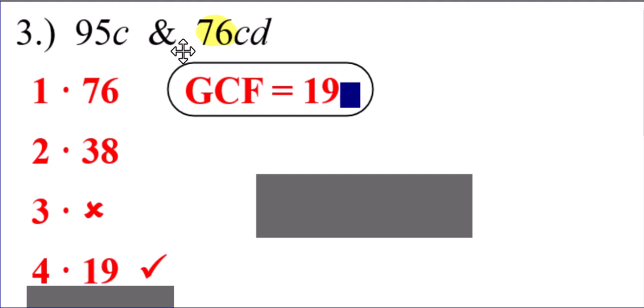Oh, do you see what I see? Literally, the C. It's there. It's in common from the 2 terms. So the GCF is not just 19, but 19C. Go ahead and fix it if you made any errors.